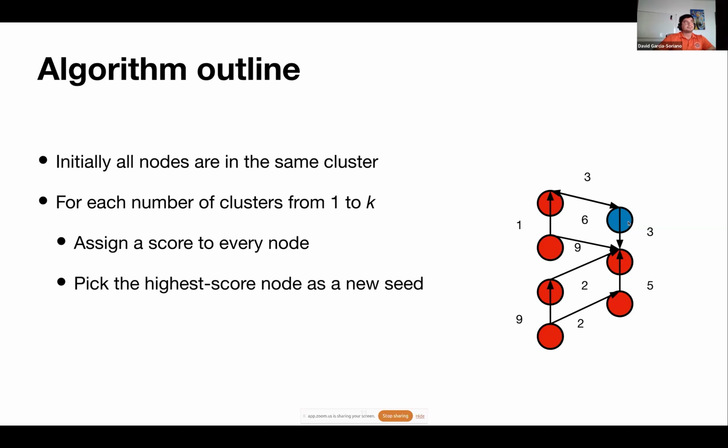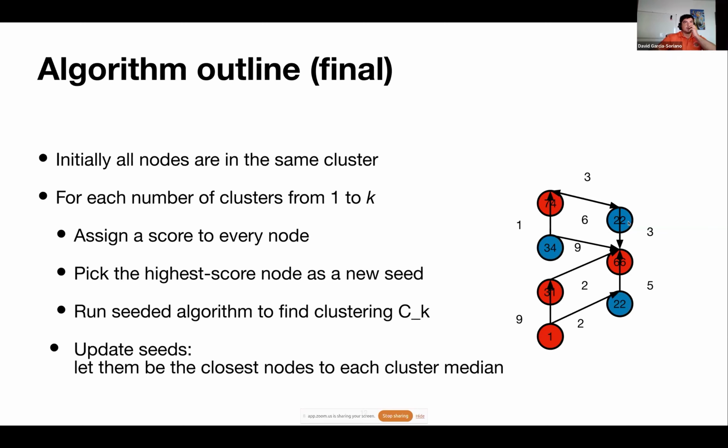So now we have two seeds: the seed that was representative of the whole graph and the newly found seed. Now we can run the seeded algorithm with k equals 2. The seeded algorithm will give us two clusters. Okay, now we have the red cluster and the blue cluster. And the idea is to continue this process.